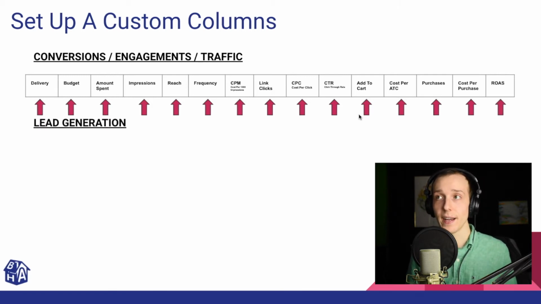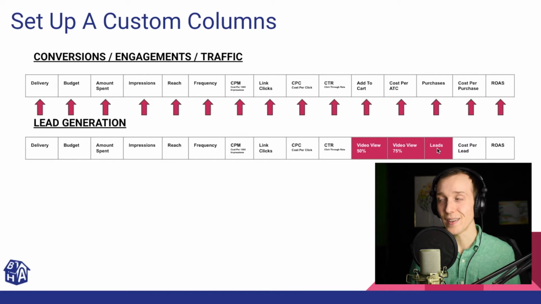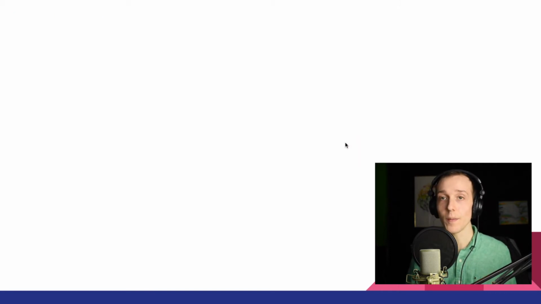Now, there is a variation for lead generation, and that's where you probably want to switch the purchases field with, say, a leads field. And instead of adding the cart, we're not doing that. Let's say you were using a video for your ad, you could set up a video percentage column for, say, these two percentages. So let's go ahead and create these custom columns.